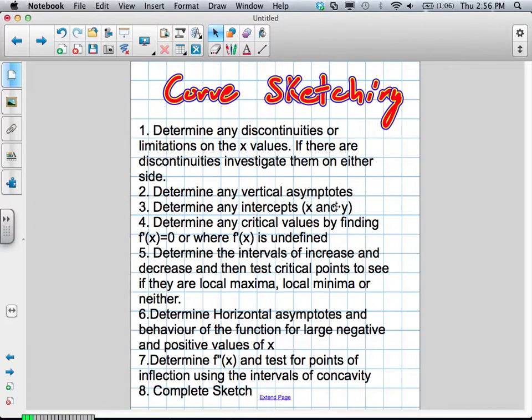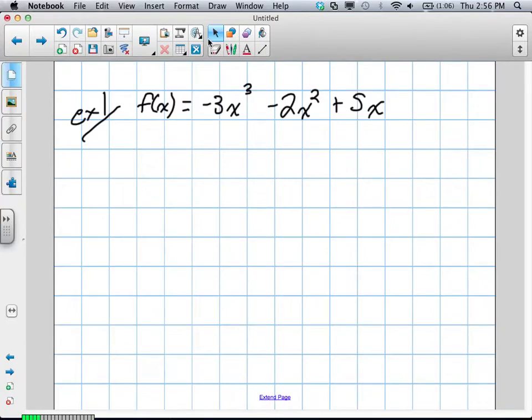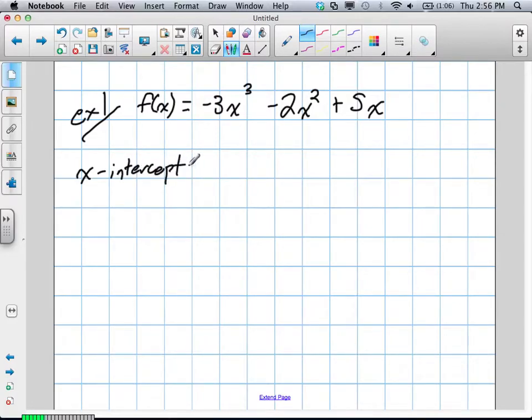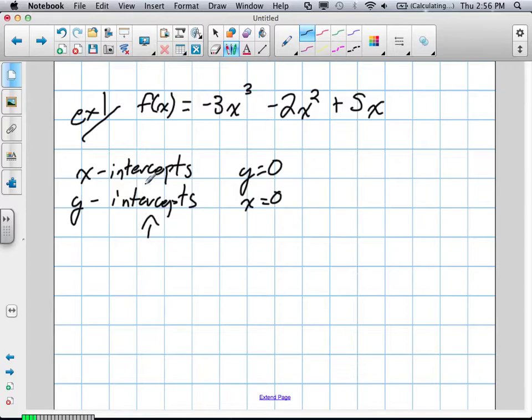Step 3, determine any intercepts, x and y. Well, x-intercepts are when y equals 0, and y-intercepts are when x equals 0. I can quickly find my y-intercept. I know that when x is 0, y is going to be 0. So I have that one right off the bat. That's very simple. For x-intercepts, though, we set f of x equal to 0. In other words, we're going to have to factor this equation here.